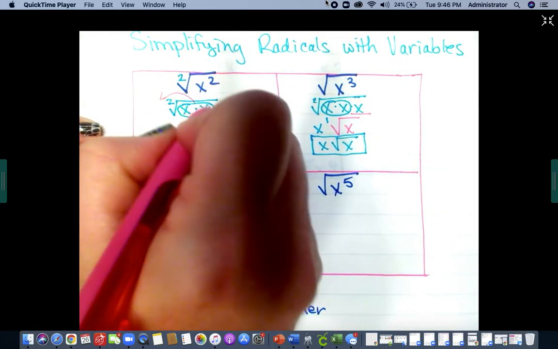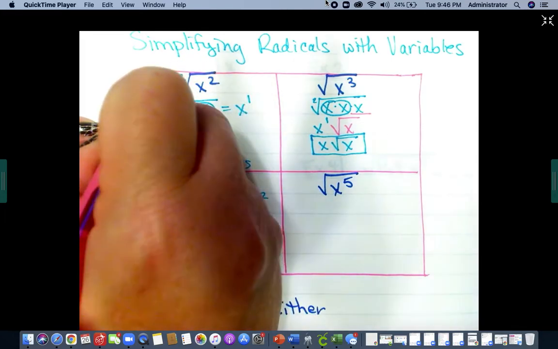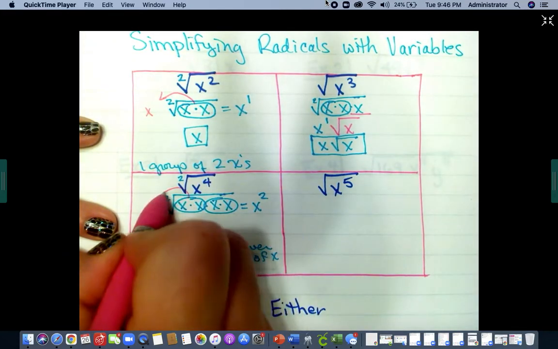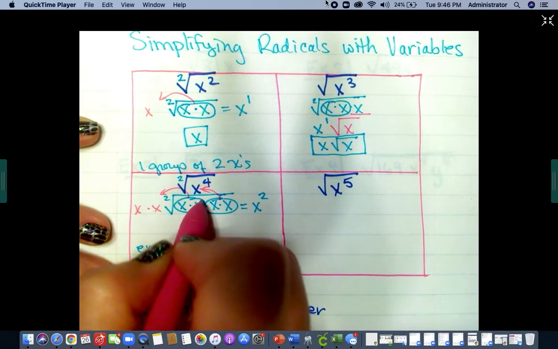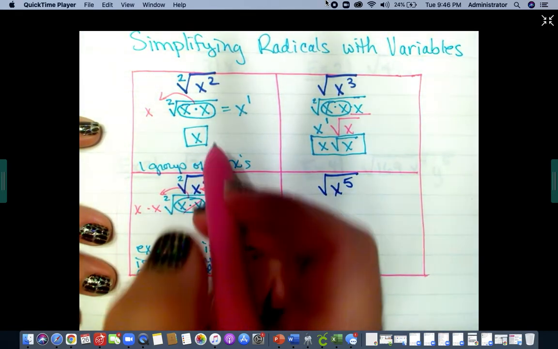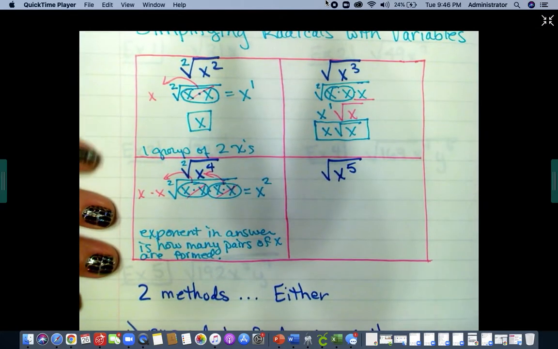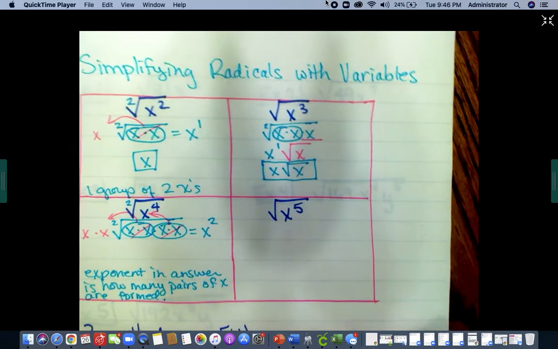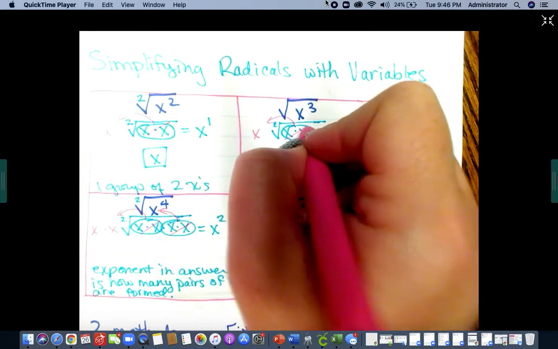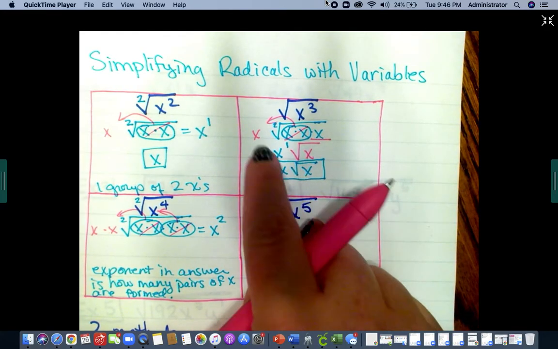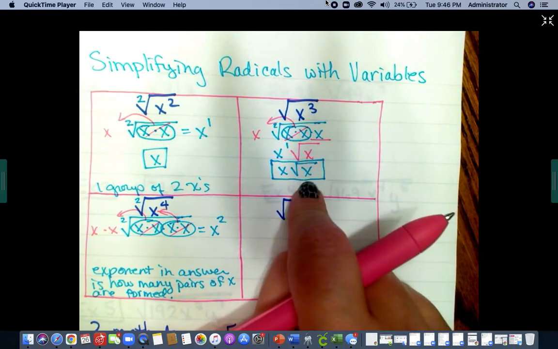So this, I have one pair of x's, so x is going to come out. Here I have an x come out, and then here I have another x come out. Once they come out, they're no longer on the inside, so therefore I lose my radical. Here, likewise, 1 comes out, but 1 remains. So I have the one that came out and the one that remains.